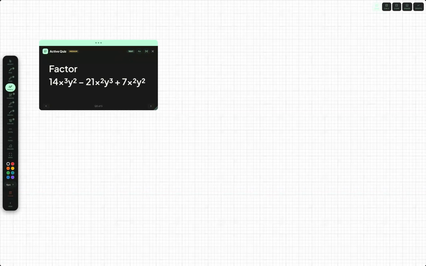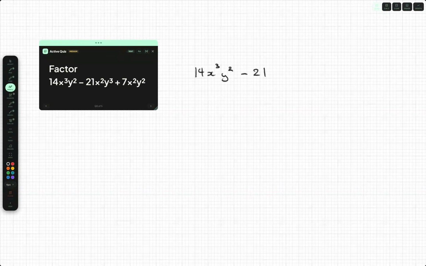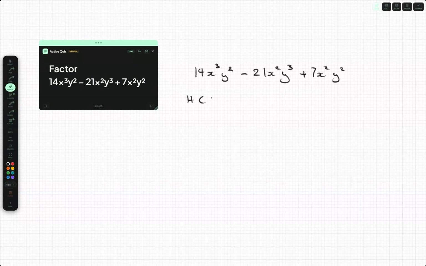Right, so now we have a larger one. So we've got 14x to the power of 3, y to the power of 2, minus 21x to the power of 2, y to the power of 3, plus 7x to the power of 2, y to the power of 2. So we're going to try and find our highest common factor between all three terms. It's exactly the same idea as what we did before. We're going to try and find our numerical common factor and then our algebraic common factor.